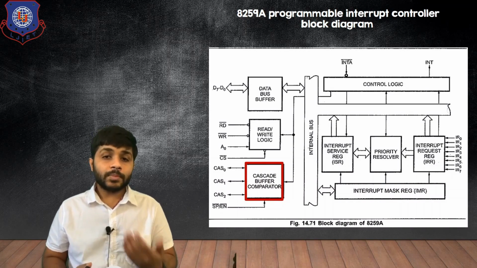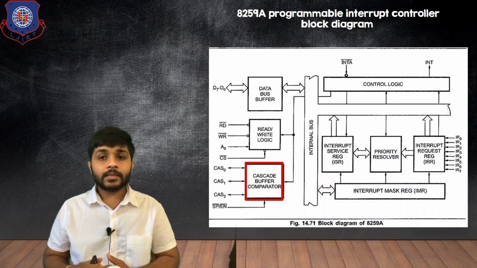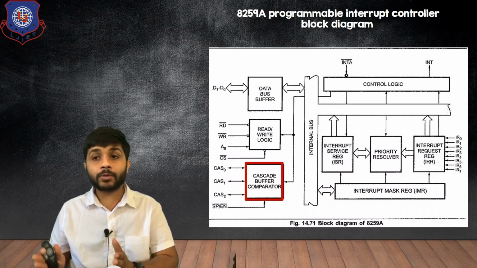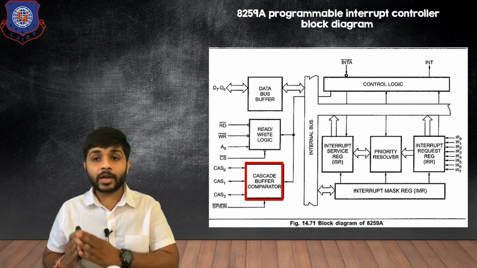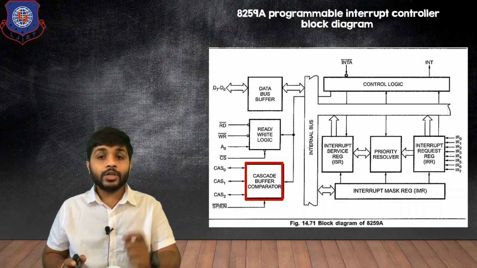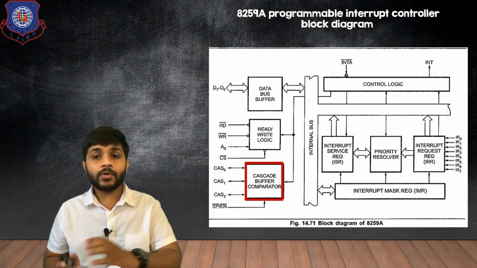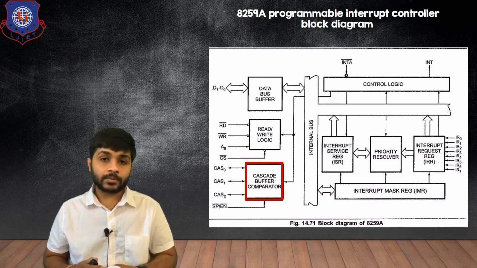Now, what is the meaning of this block? There is a possibility that you can connect multiple 8259A with the microprocessor. And when you connect multiple 8259A with the microprocessor, in that case, using this block, you can select one 8259A chip from many chips that are connected to the microprocessor.